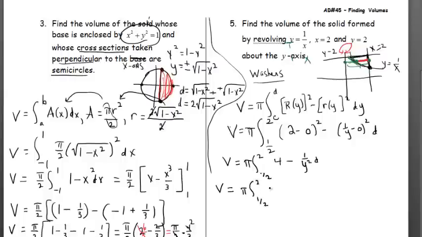Just the second term. The first term's fine. I'm just going to pull this up out of the denominator. Integrating 4y, increase the power to negative 1. Divide by negative 1, so that changes the sign.